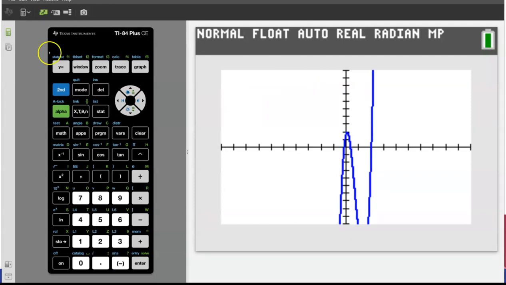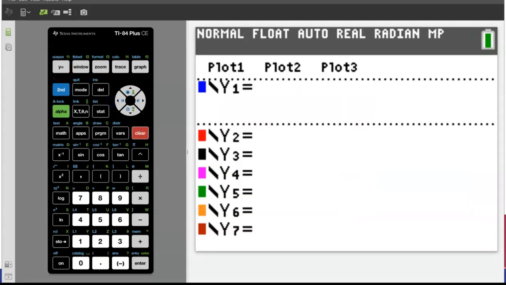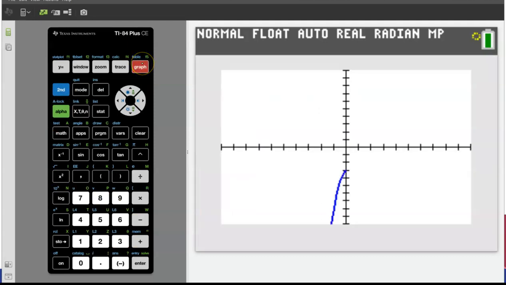All right. So a refresher, you're going to push y equals. If something is there, you're going to push clear to get rid of it. We are going to do x raised to the power of 3 minus, don't push the negative button, make sure you push the minus button, 3x squared plus x, and then minus 3, and go to our graph.